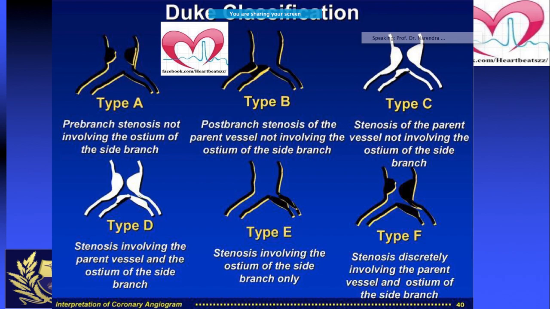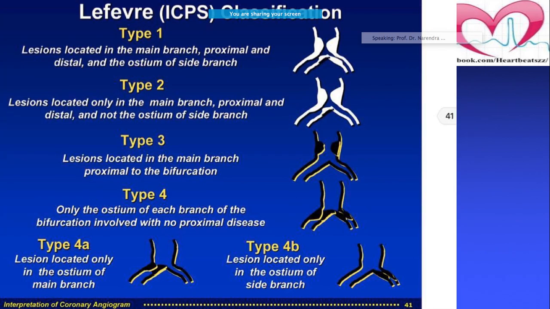Why this numbering is done is because you are trying to see the different types of blockages and you want to specify them as well. If someone has given a report like this is where the blockage is, then they should be able to get an idea of the lesion set and plan the intervention, isn't it? This is another such classification, which again has been classified into different types: 1, 2, 3, 4, 4A and 4B.